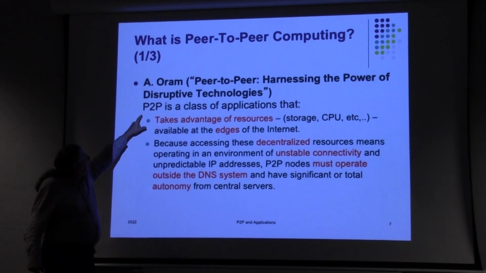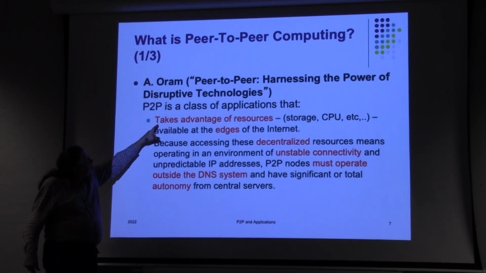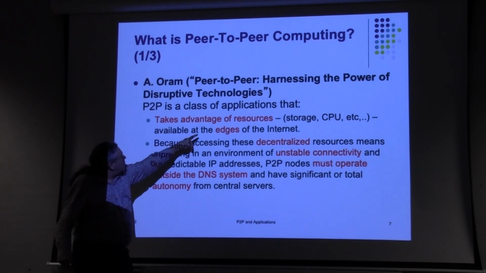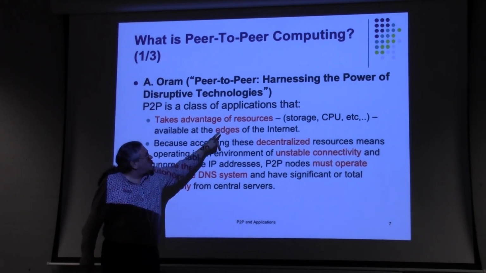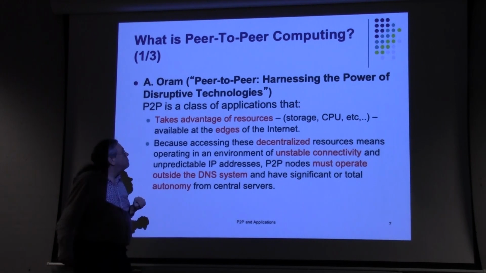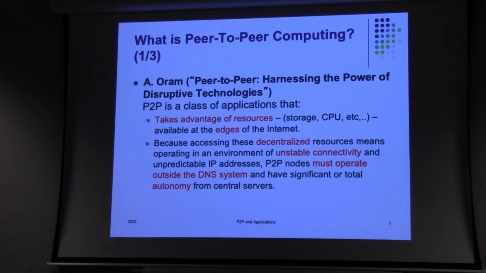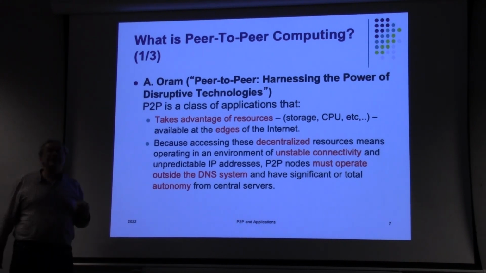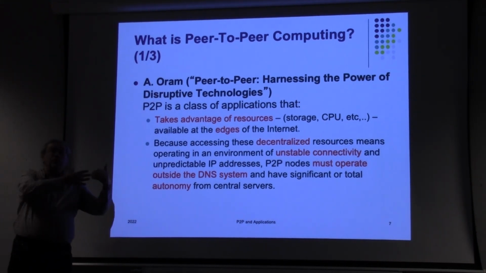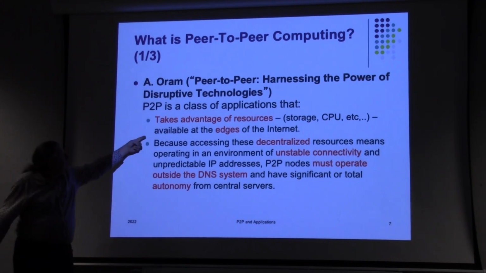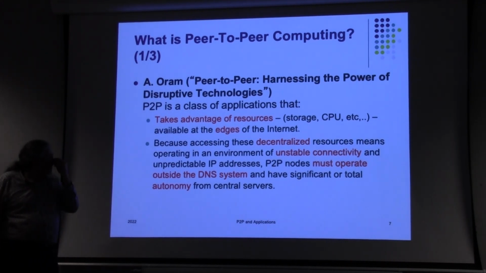This one says peer-to-peer is a class of applications that takes advantage of resources at the edge of the internet. So what is the edge? Well, the edge is the opposite of the center. The center is the database, the data center, the cloud. So everything which is farthest away from the cloud, the logical frontier, that is the edge.